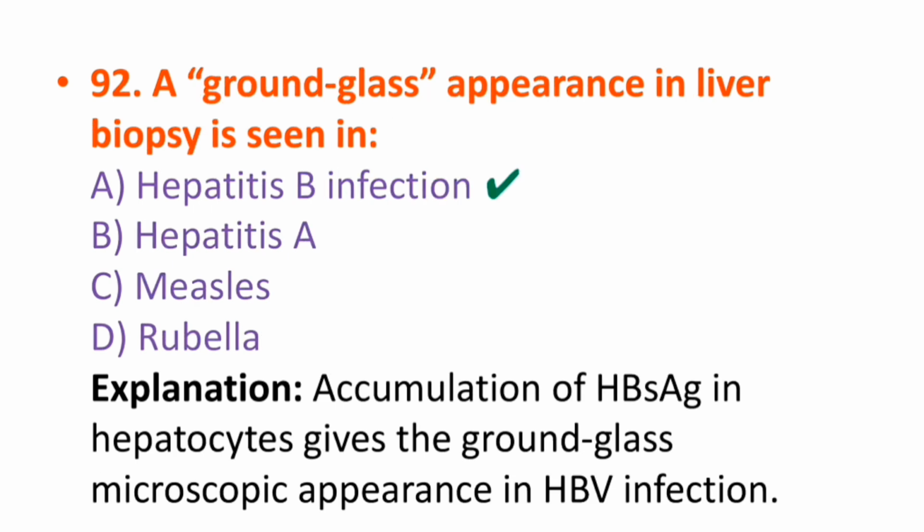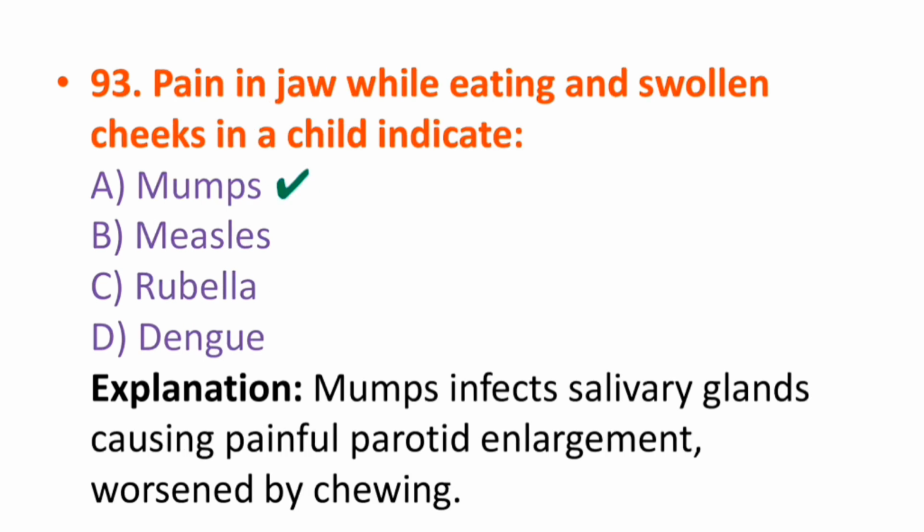A ground glass appearance in liver biopsy is seen in option A, hepatitis B infection; option B, hepatitis A; option C, measles; option D, rubella. The correct answer is option A, hepatitis B infection. Accumulation of hepatitis B surface antigen in hepatocytes gives a ground glass microscopic appearance in HBV infection.